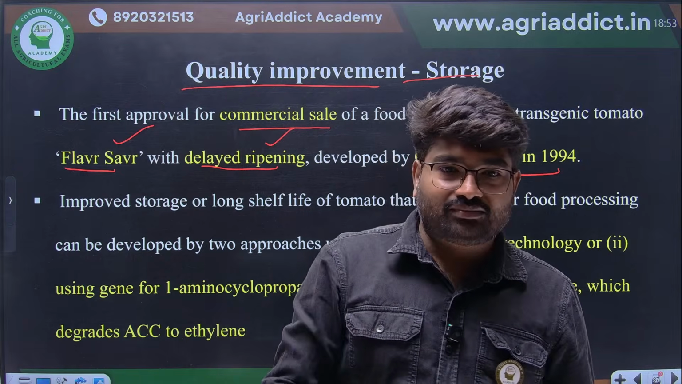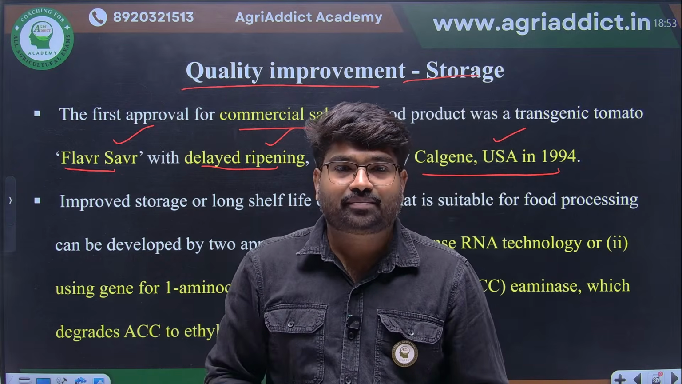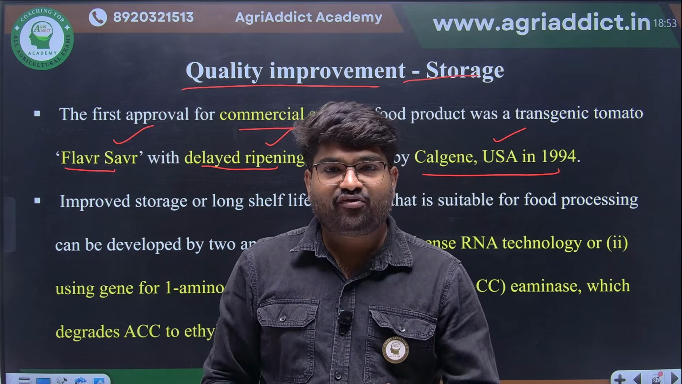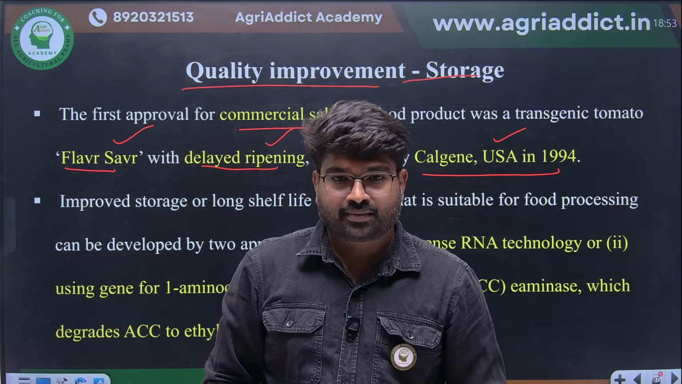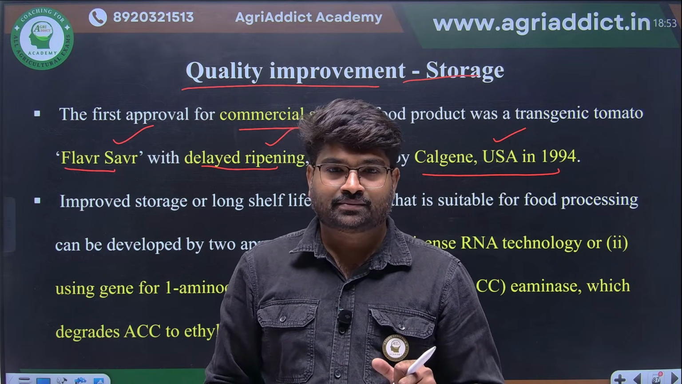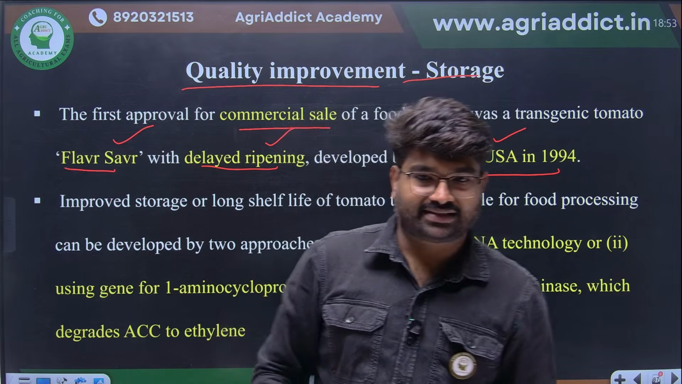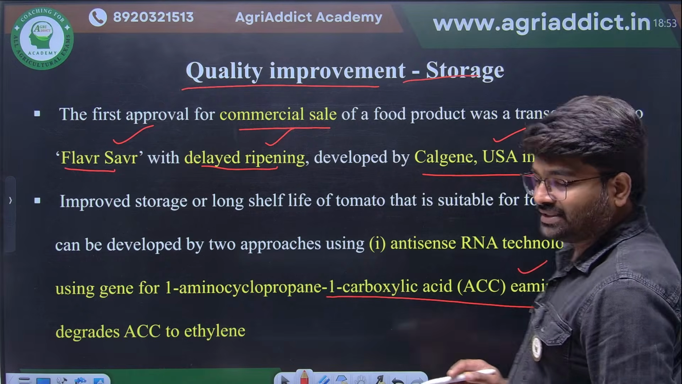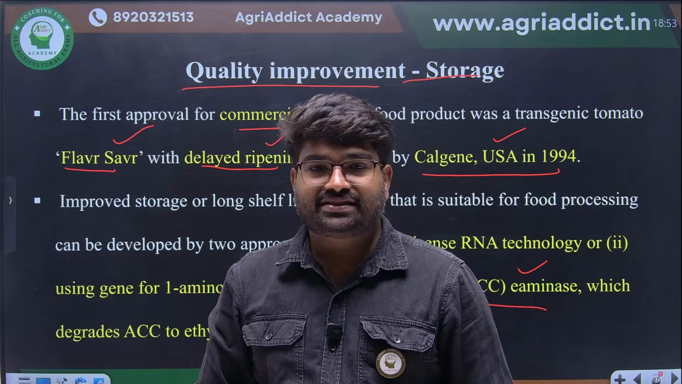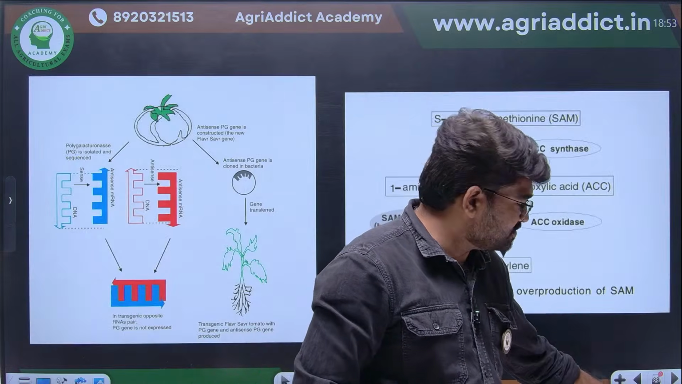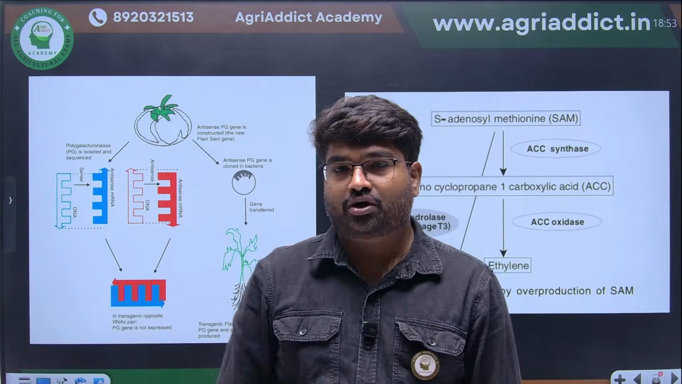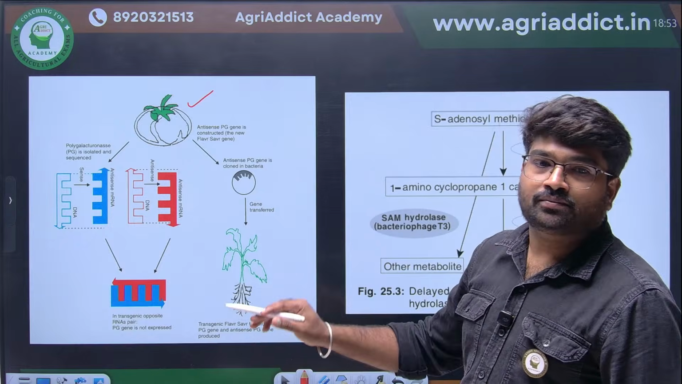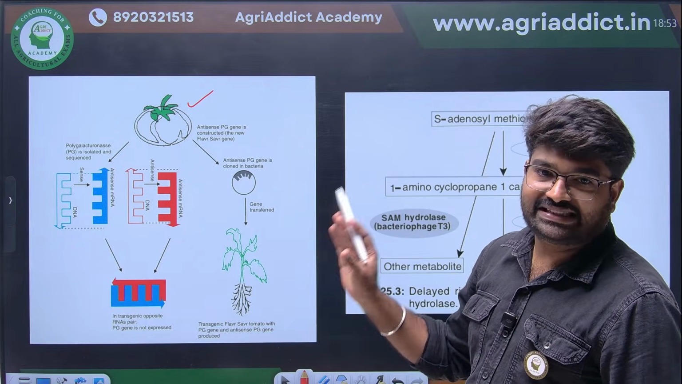Apart from that, we know ethylene is the primary hormone involved in fruit ripening. If we decrease the ethylene content by targeting the biosynthetic genes, the ethylene accumulation will be less. So they have targeted ACC genes. By this we can improve the quality of the produce.